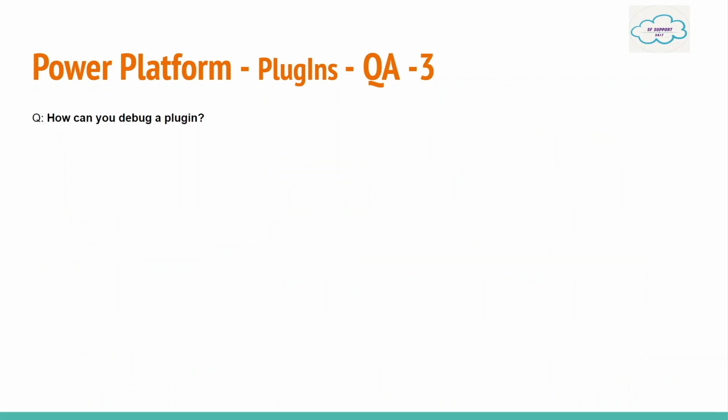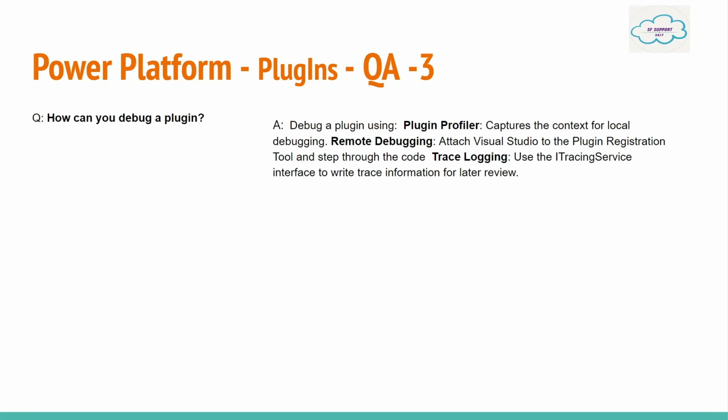Question: how can you debug a plugin? Debug a plugin using the plugin profiler, remote debugging, or trace logging. There are three ways we can debug a plugin. Let's get into the details. The plugin profiler captures the context for local debugging. Remote debugging attaches to the IDE and lets you step through the code. Trace logging uses the ITracingService interface to write trace information for later review.